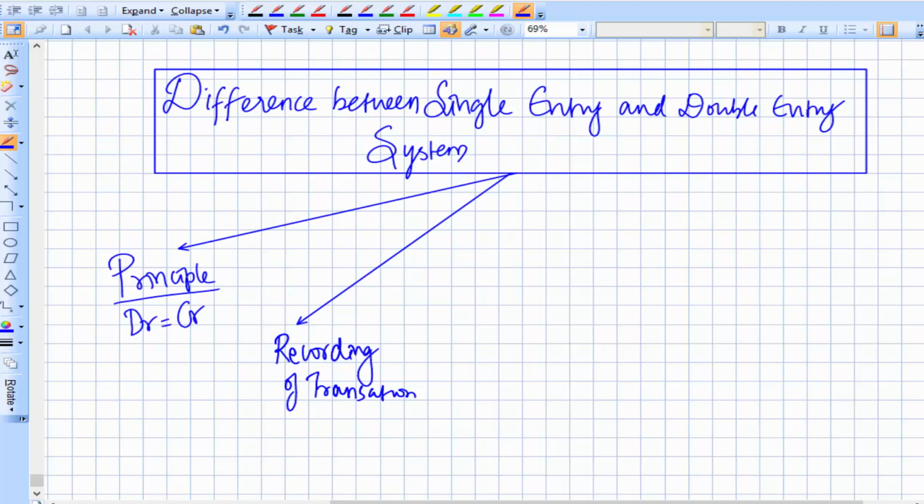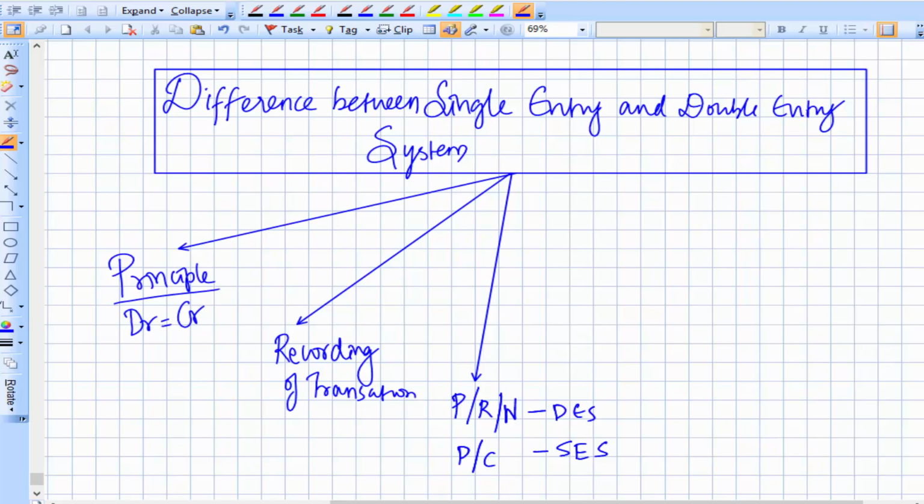Then what are the accounts that are maintained in both the systems? If you take a double entry system, we have all three. That is, we maintain personal, real, and nominal accounts. Whereas in case of single entry system, only the personal accounts, and in real accounts also not all, only the cash account is maintained. So only the personal and cash accounts are maintained in single entry system.